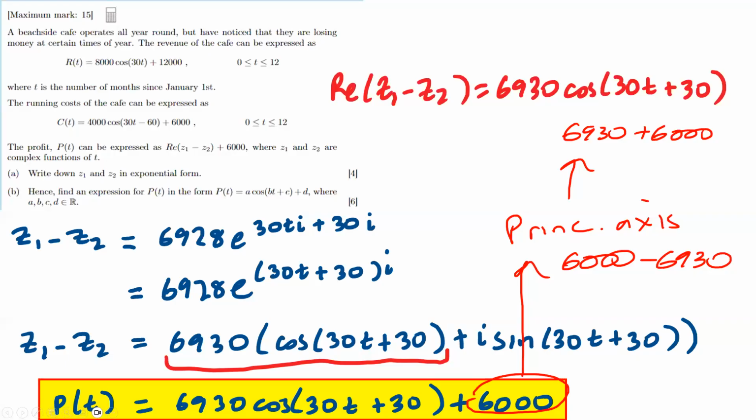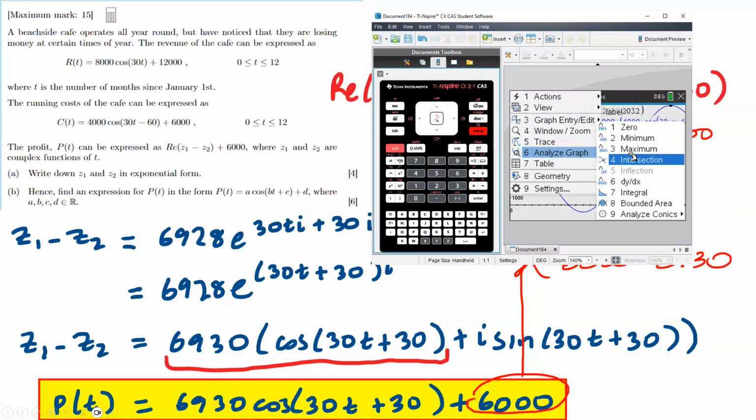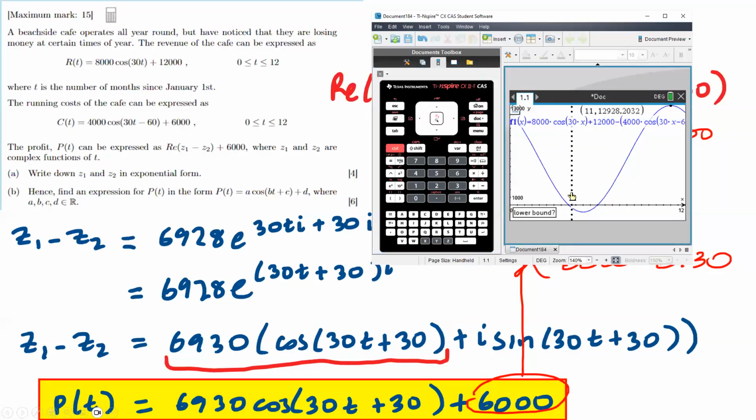Okay, I'm just going to go back to that graph we were drawing. As mentioned here, and this is actually related to what exactly Tarek just asked there, we've identified the maximum point of this function at 12,928. We could also identify the minimum point of this function, which is down here, and it should be at negative 928, because it's going to be at the principal axis minus the amplitude.